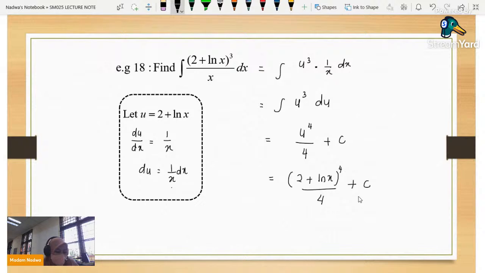Okay, kejap saya tengok. Saya ada salah apa-apa tak? Okay, betul? Betul? Okay. So, this is the answer. Okay. You can tell me if you can integrate them directly without using substitution.